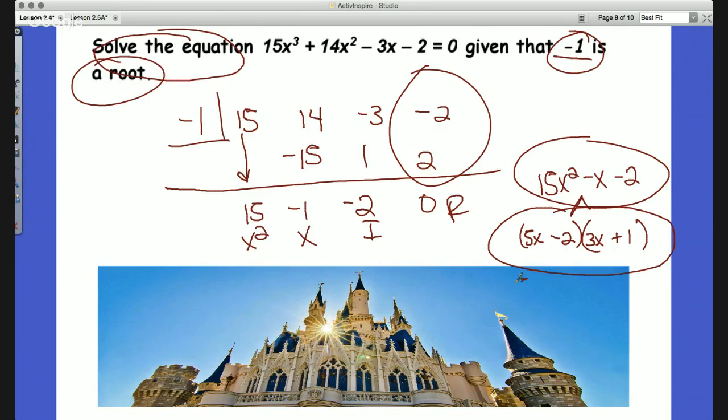Set it equal to 0, right? Remember we talked about that the other day. Set them both equal to 0 to find the roots or the zeros or the x-intercepts, all the same thing. I then add 2, and divide by 5 to get 2/5. And on this one, I subtract 1, divide by 3, and I should get -1/3.